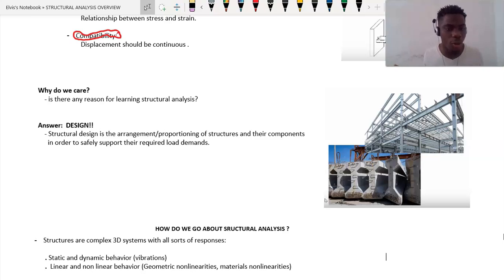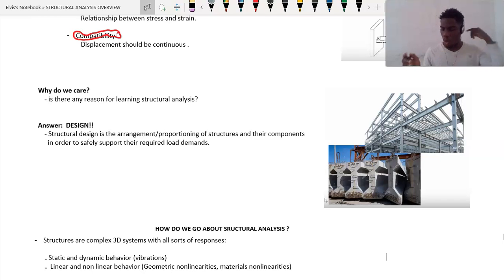It is impossible. So the reason we care about structural analysis is because we want to be able to design our buildings. The job of a structural designer, or the job of a civil engineer, is not just analyzing. The job of a civil engineer is to design. Because if you know how to analyze but you don't know how to design, then there is no point. There is no point analyzing structures when you can't design structures. So the main reason we care about structural analysis is because we want to be able to design buildings.